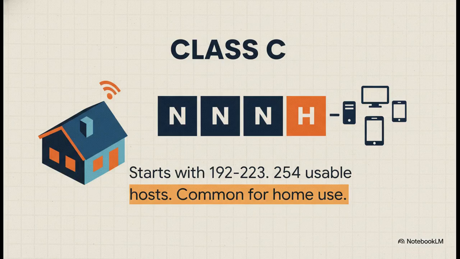And finally, Class C. This is probably the one you're most familiar with. If your home Wi-Fi address starts with 192, you're on a Class C network. Here, the first three parts are in the network, leaving just the last part for your devices. This gives you 254 available addresses for your laptop, your phone, your smart TV, all that stuff.